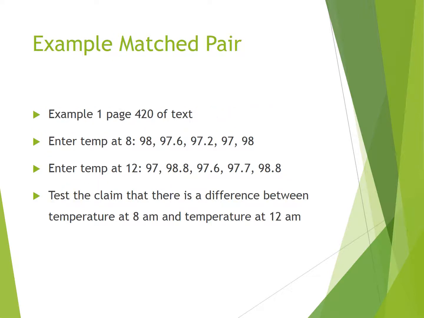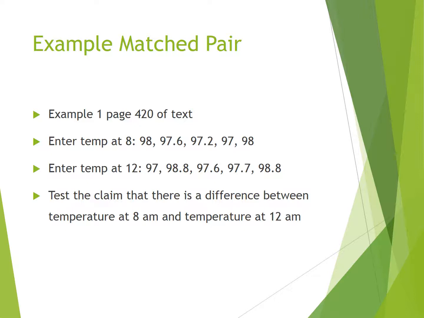Well, suppose I have, this is example 1 on page 420 of the text. I'm going to enter temperatures that are taken at 8 a.m. and I'm going to enter temperatures in column 2 that were taken at noon, or I think it's 12 a.m. in fact, 12 a.m. and 8 a.m. Now notice you have to have the exact same number. I have 1, 2, 3, 4, 5 pieces of data for both samples because it could not be matched if not.